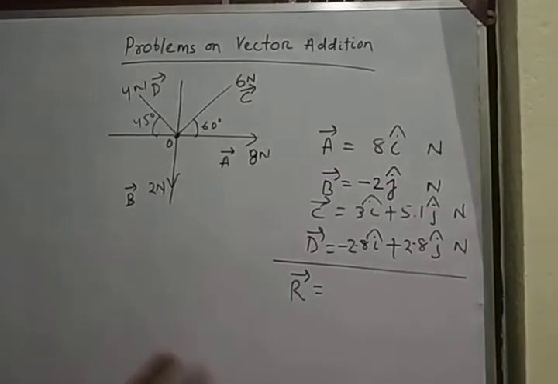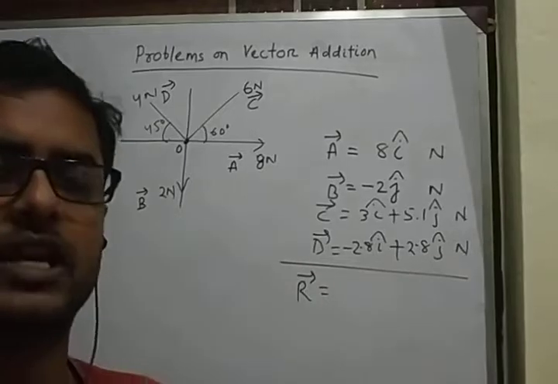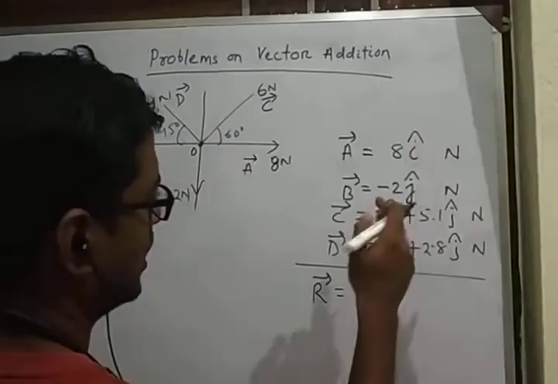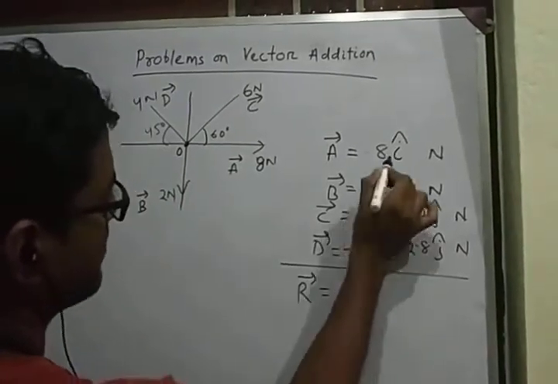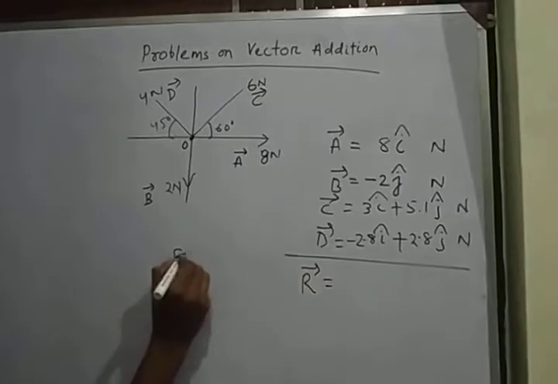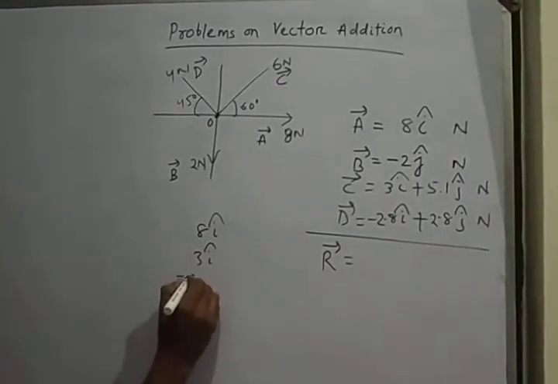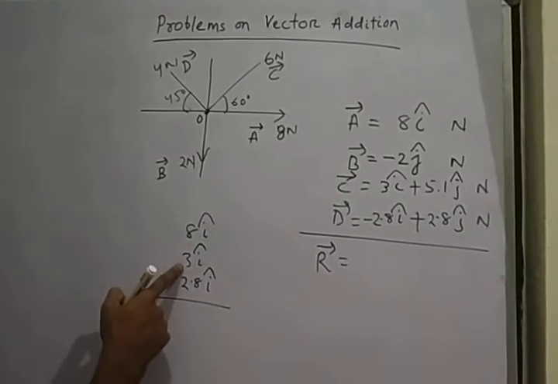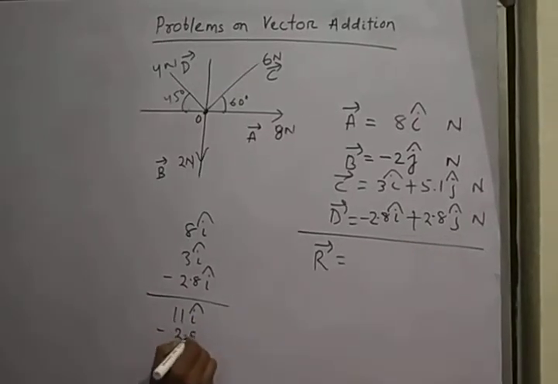So the best idea for how to add them: just add components of i cap with components of i cap, and components of j cap with components of j cap. It's very easy. Look here. So here minus 2.8 i cap, plus 3 i cap, 8 i cap. I am writing here 8 i cap, 3 i cap, minus 2.8 i cap. If I add all these three, 8 plus 3, 11. So 11 i cap minus 2.8 i cap.